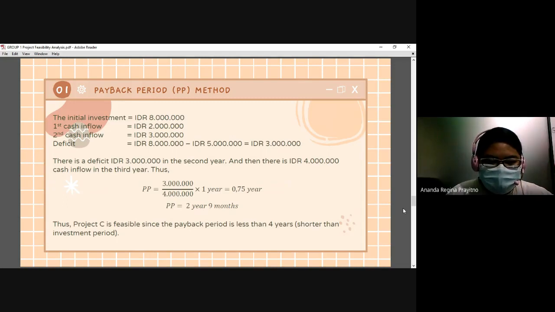Thus, PP equals 3 million over 4 million times 1 year. We get 0.75 year. We add the 2 years when we still had a deficit, so we have 2 years plus 0.75 year. So we get a PP of 2 years and 9 months. Thus, project C is feasible since the payback period is less than 4 years, or shorter than the investment period.